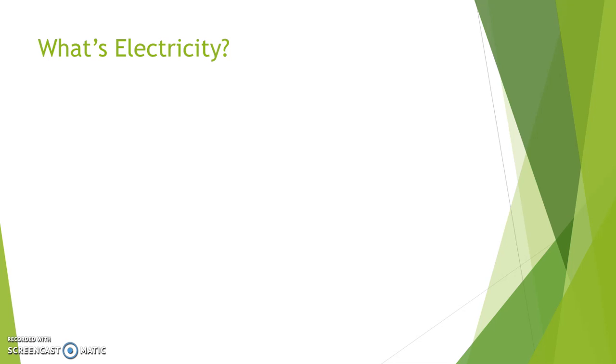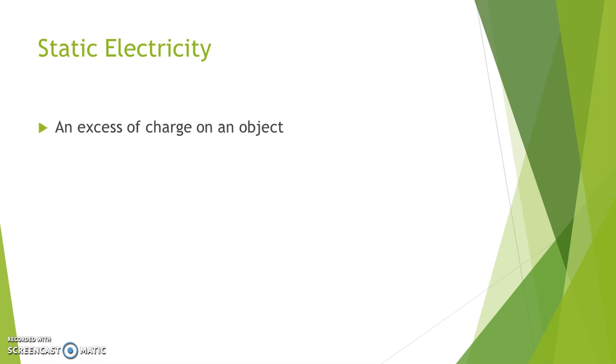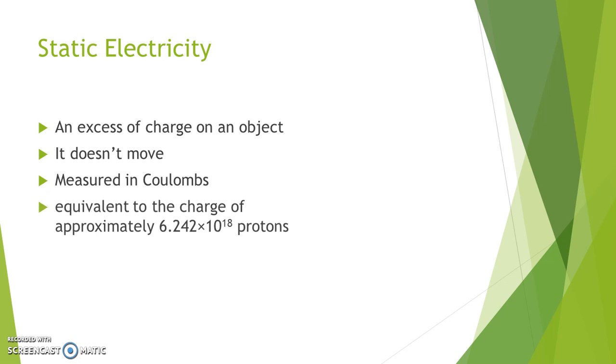So it's interesting that electricity is in fact kind of hard to define. We can define static electricity as an excess of charge on an object. And what's interesting about static electricity is this form of electricity doesn't move and is measured in coulombs, which are just a measure proportional to the charge on protons. What's interesting about static electricity is generally it's more of a problem than anything else.